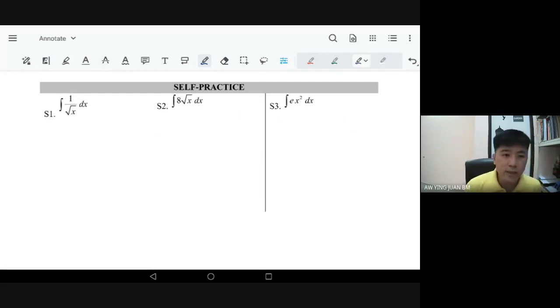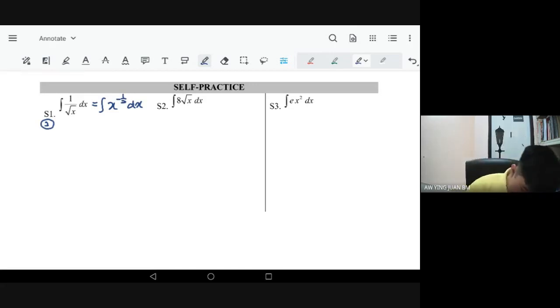So, saya tulis S1, maksudnya self-practice question number 1. So, kita cuba. Kalau saya modify dulu. Integrate X to the power of negative 1/2 with respect to X. Saya dah modify dia. Saya dah tahu dah. Saya tengah guna rules yang kedua. Boleh? Rules yang kedua. So, integrate. Saya dapat X to the power of negative 1/2 plus 1 over 1/2. So, saya tulis semula jawapan saya. Saya dapat 2X to the power of 1/2 plus C.